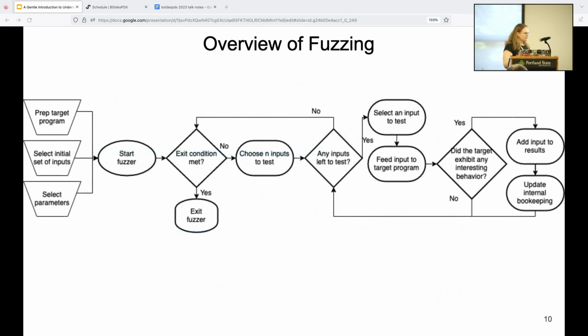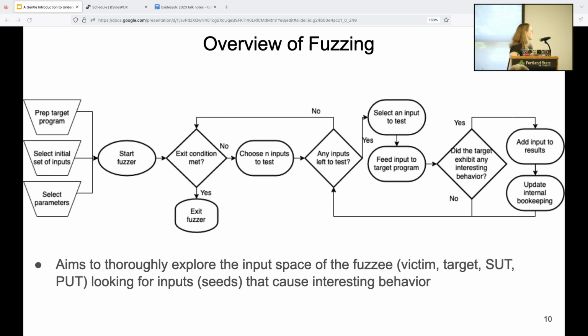So, now I hope to convince you that this thing is useful, and a little bit of its delightful backstory. What the hell is it? Well, fuzzing in its purest form aims to thoroughly explore the input space of a target. You can call it a victim, a fuzzy, a program under test, software under test. We suck at nomenclature. Looking for inputs that cause interesting behavior.